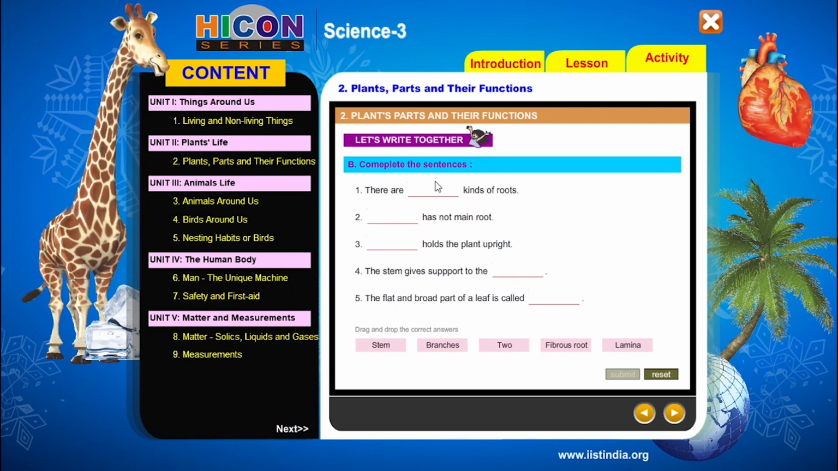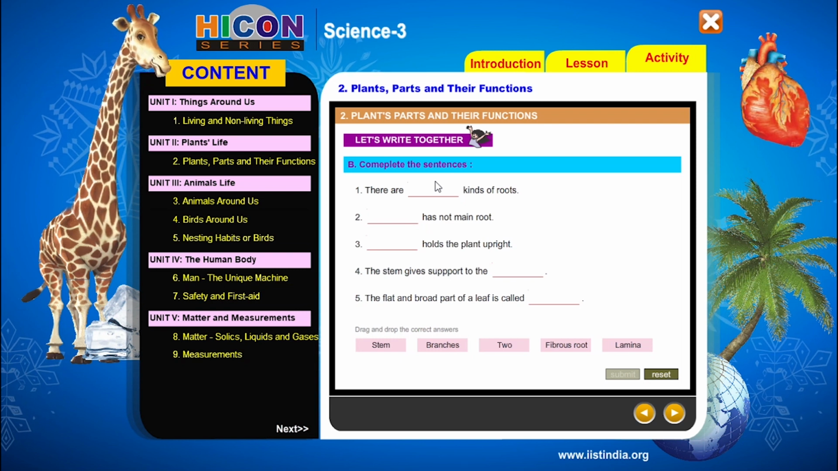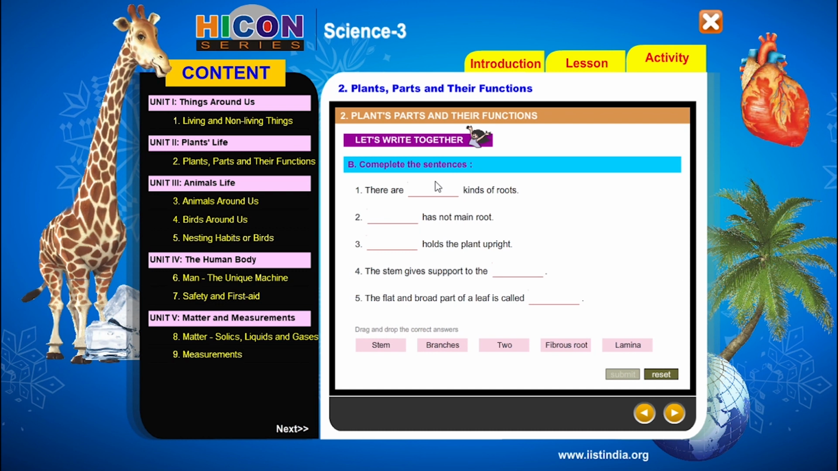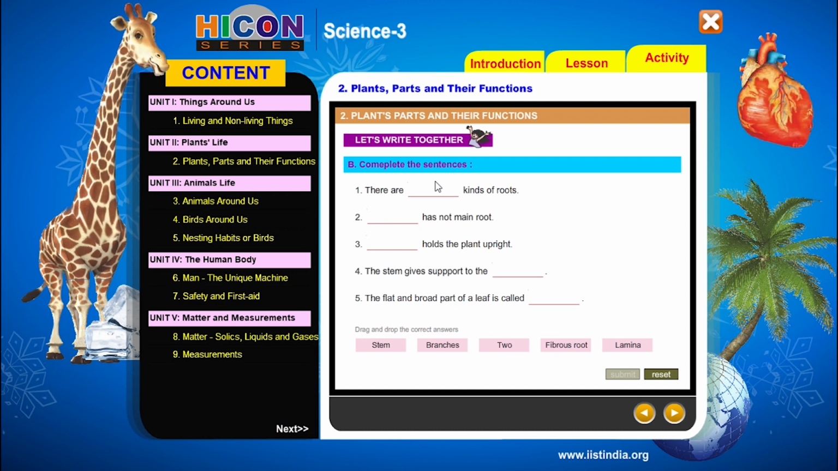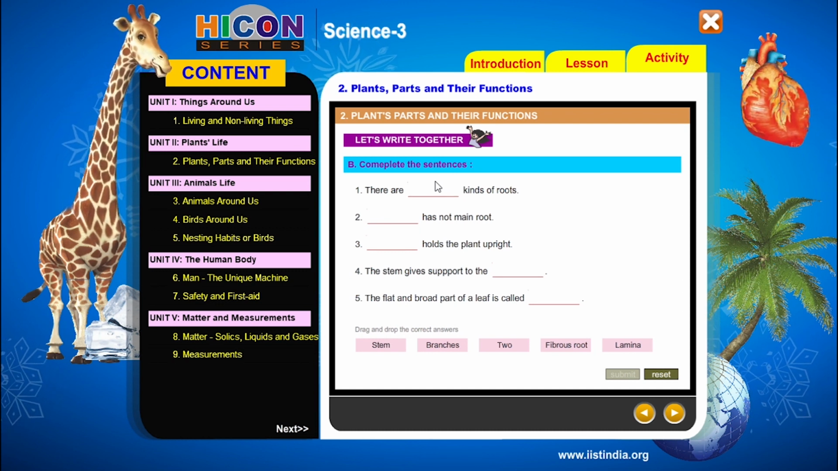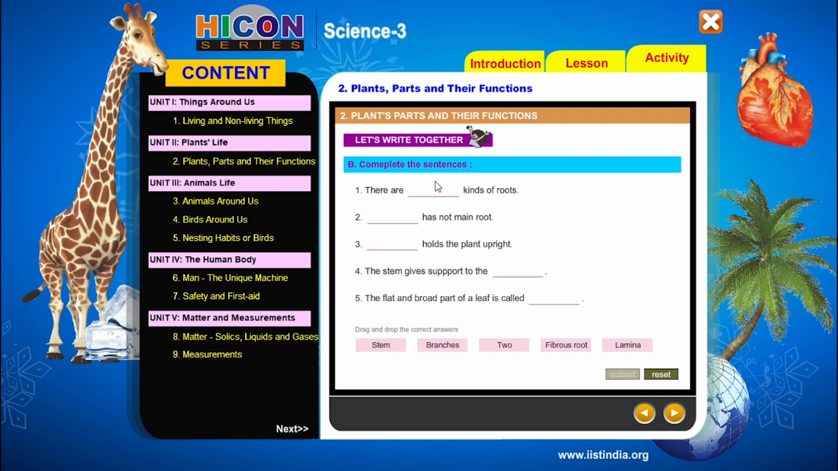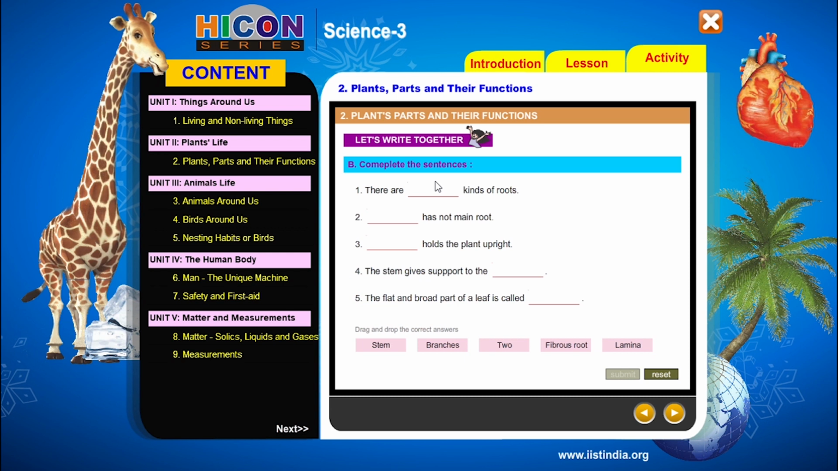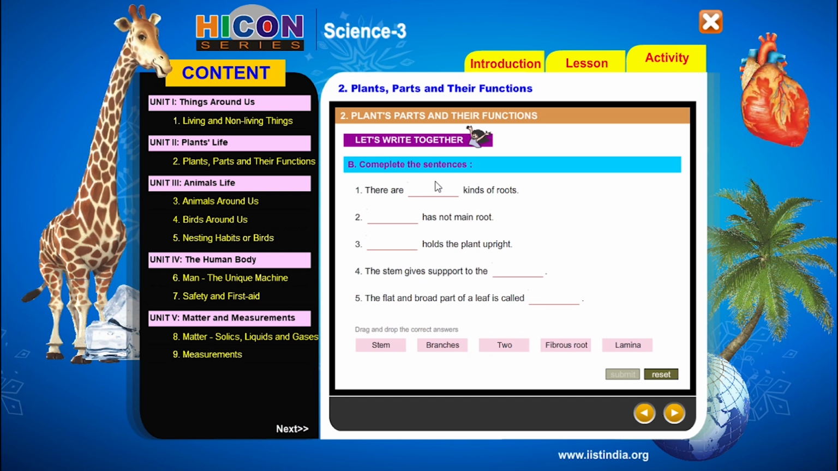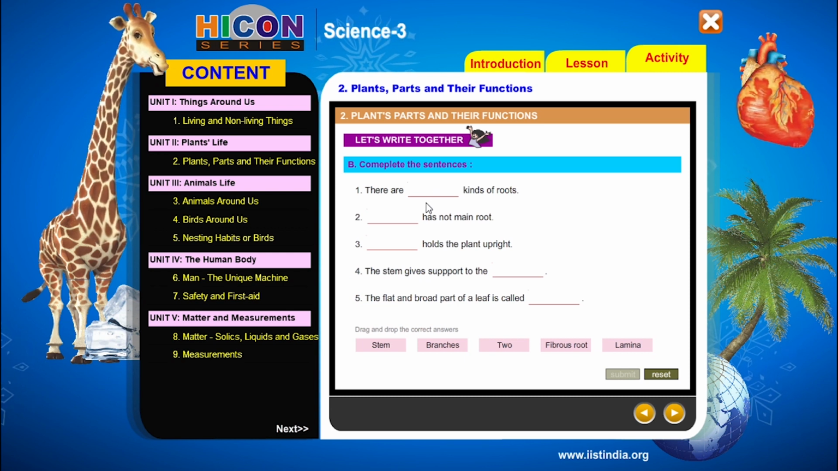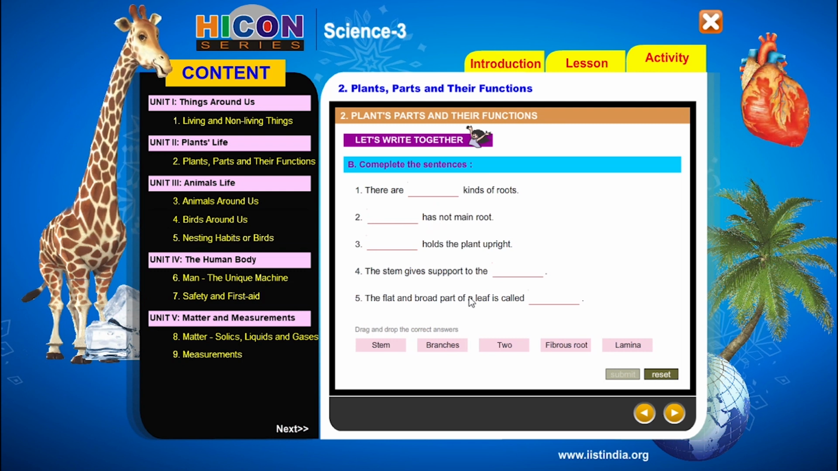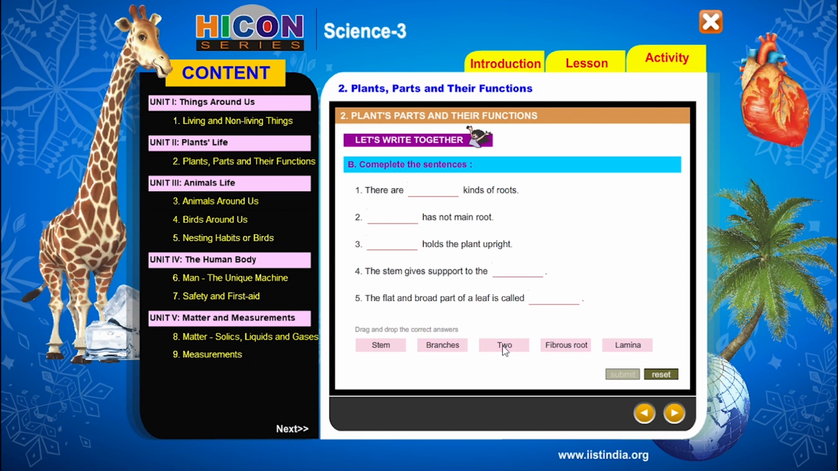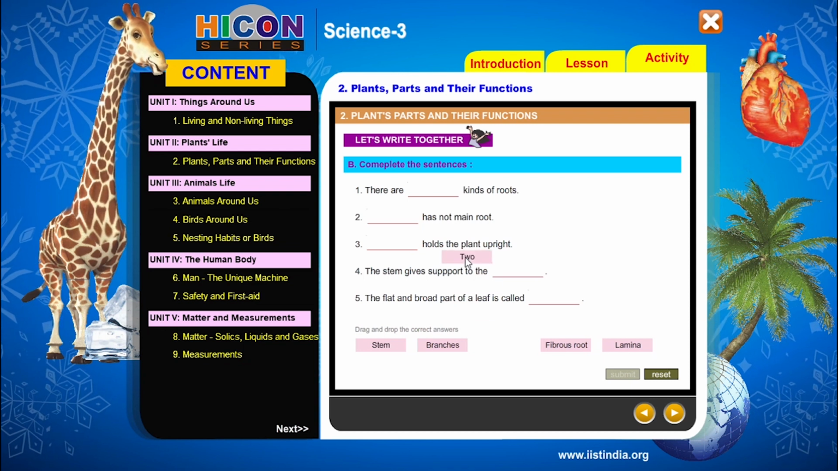There are dash kinds of roots. So children, all roots do not look the same. There are mainly 2 types of roots we have discussed in the questions and answers part. So there are different kinds of roots, especially 2 kinds of root, that is taproot and fibrous roots. So the correct answer for the first one is 2.